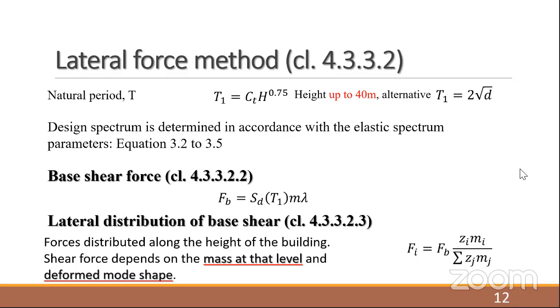For us to get the value of T1, we take the factor CT multiplied by H raised to the power 0.75. However, this limits the case to a building height of up to 40 meters. Alternatively, if it is bigger than that, the natural period can be determined by the formula indicated there, 2 root of D. Now the design spectrum has been provided in terms of equations 3.2 to 3.5 of Eurocode 8.